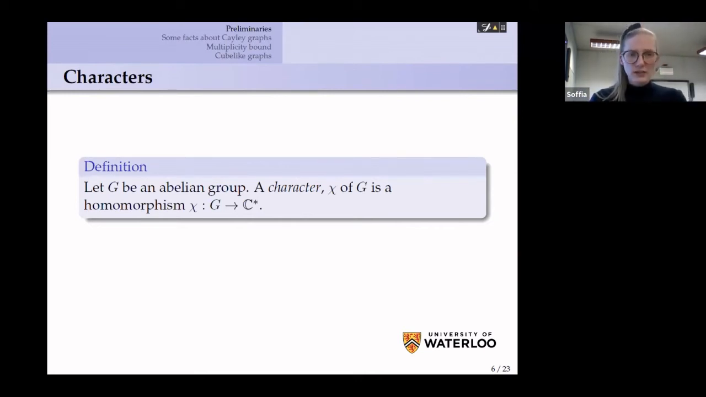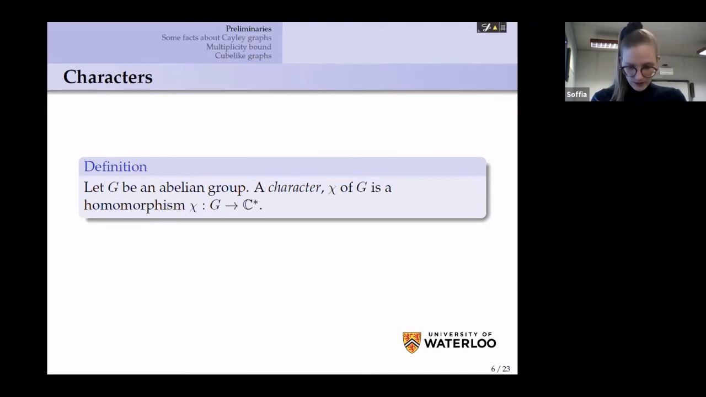And so finally, I'll define characters. I'm going to define a character of an abelian group as a homomorphism from the group to the multiplicative group of the complex numbers. For those of you who are familiar with representation theory, this definition coincides with irreducible characters of representations of abelian groups. But in general, for non-abelian groups, the characters are not homomorphisms. They are only for abelian groups.